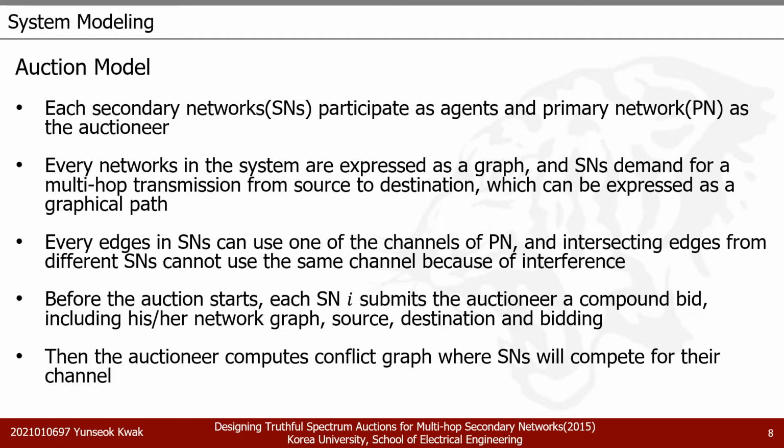Before the auction starts, each secondary network i submits to the auctioneer a compound bid, including its network graph, source, destination, and bidding. Then the auctioneer computes a conflict graph where secondary networks will compete for their channel.